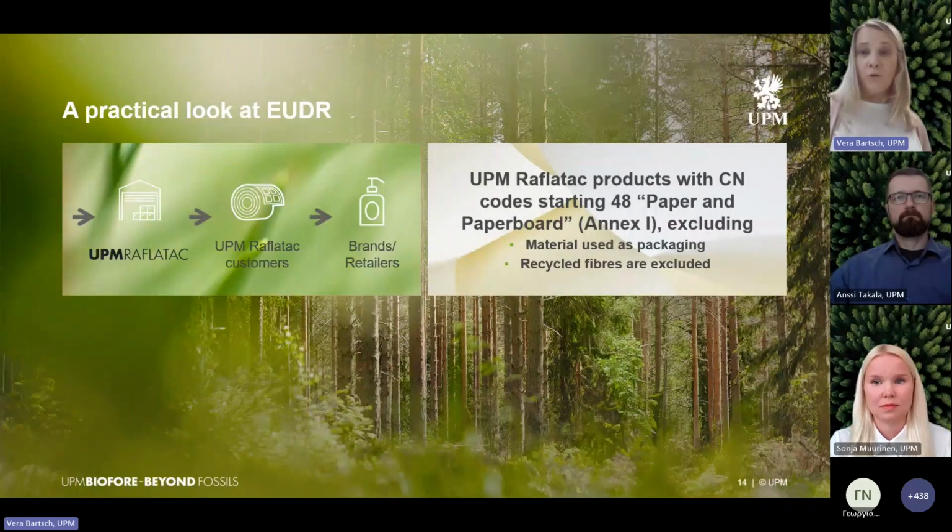Related to wood, for UPM Raflatac, all products falling into the category starting with 48 are subject to EUDR. 48 is the category for paper and paperboard. And in that case, for example, self-adhesive labels of paper have a subcategory in that area. This also means that only products with a CN code of 48 will receive due diligence statements. These are typically materials made from wood fibers. So in label stock, it means materials with a paper face in the laminate.